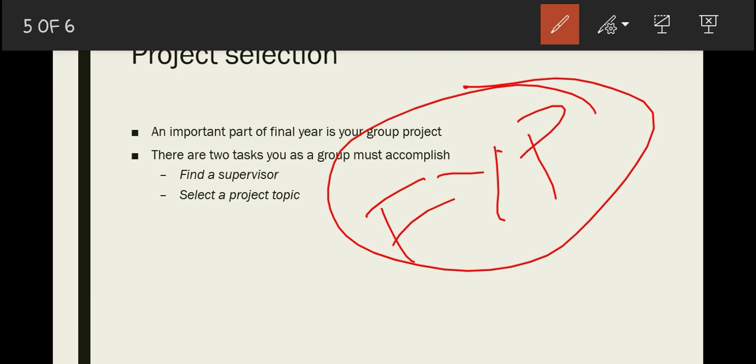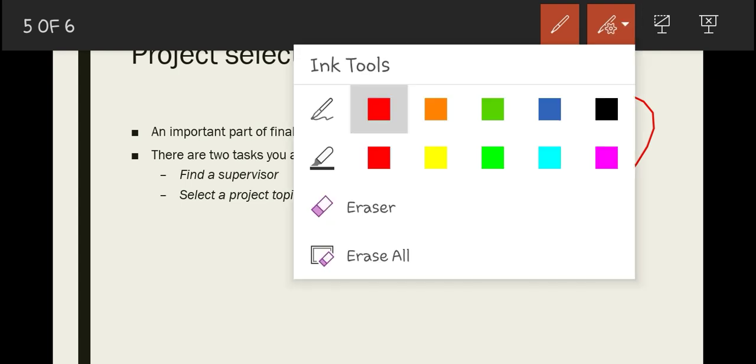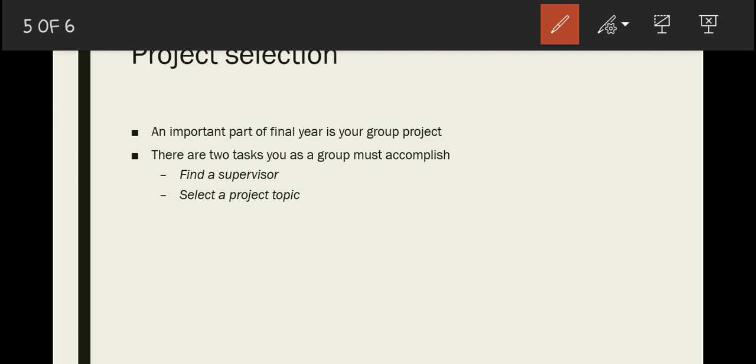You need to do what we call a group project. But importantly, there are two tasks that you as a group must accomplish straight away. So select your group members wisely so that they won't let you down. These important tasks are: one, you need to find a supervisor, and second, you need to select a project topic. These are very important tasks.